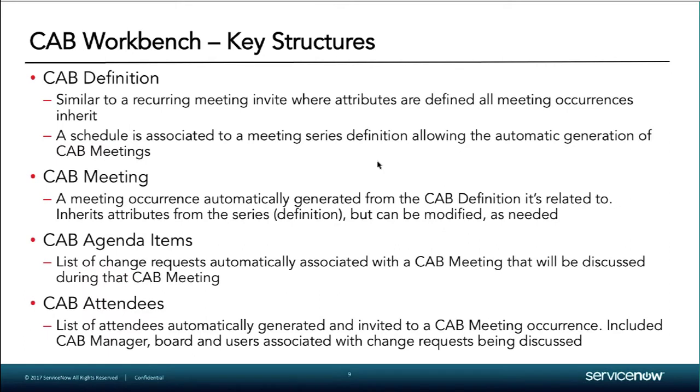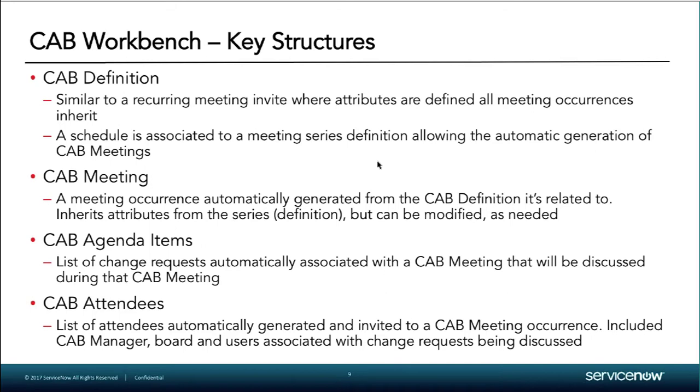Before we get into the demonstration, a couple of key structures that were introduced as part of this CAB Workbench feature. First and foremost is the CAB definition table. And this table's very similar to a recurring meeting invite. You generate or populate attributes associated with this recurring invitation.